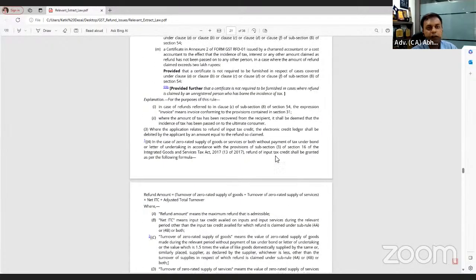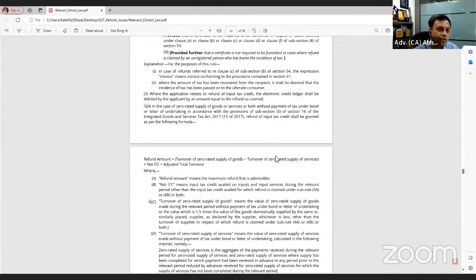So, one, we have this sub-rule 4, which you can see on your screen, which says that in a situation where a person makes a zero-rated supply under LUT, the refund would be quantified by way of a formula given in this particular sub-rule, where the formula proportionately determines the ITC attributable to the zero-rated turnover. So we have a formula under sub-rule 4.